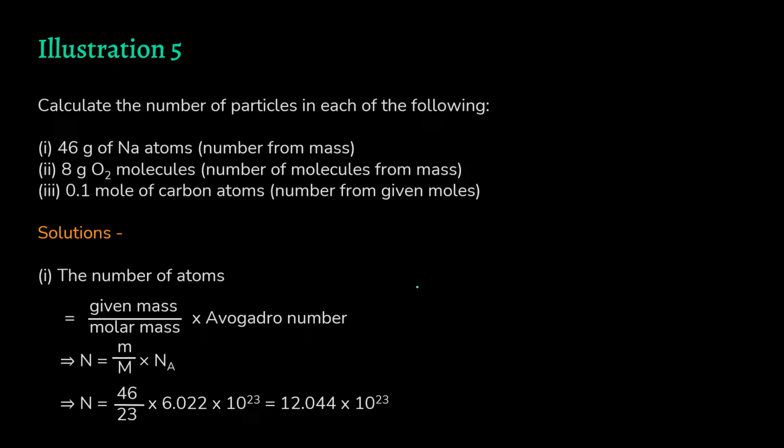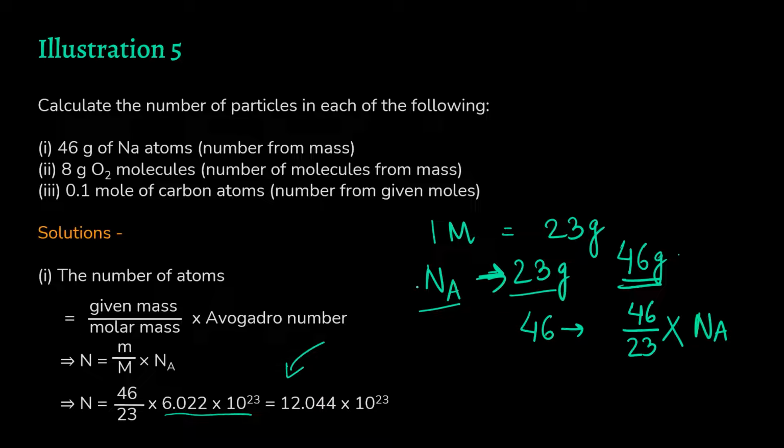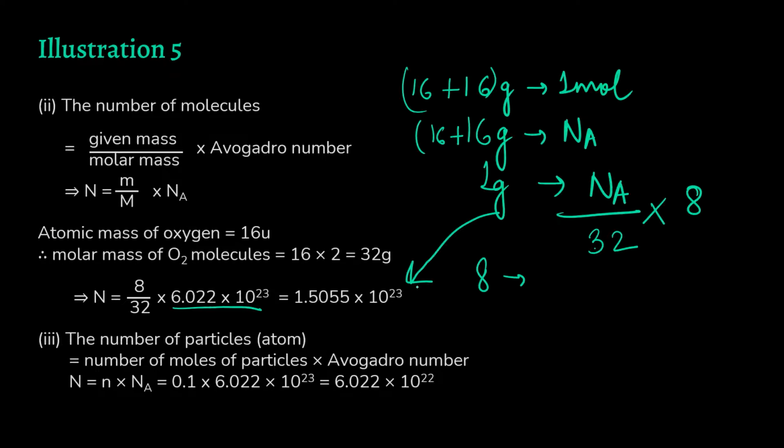For the last, and I think this is the easier one, we have to calculate the number of particles present in 0.1 mole of carbon atoms. Now, we know that for 1 mole of any substance, you will have the Avogadro equivalent of particles present in it. So for 0.1 mole, you simply multiply the Avogadro constant with 0.1 and you will get your desired result.